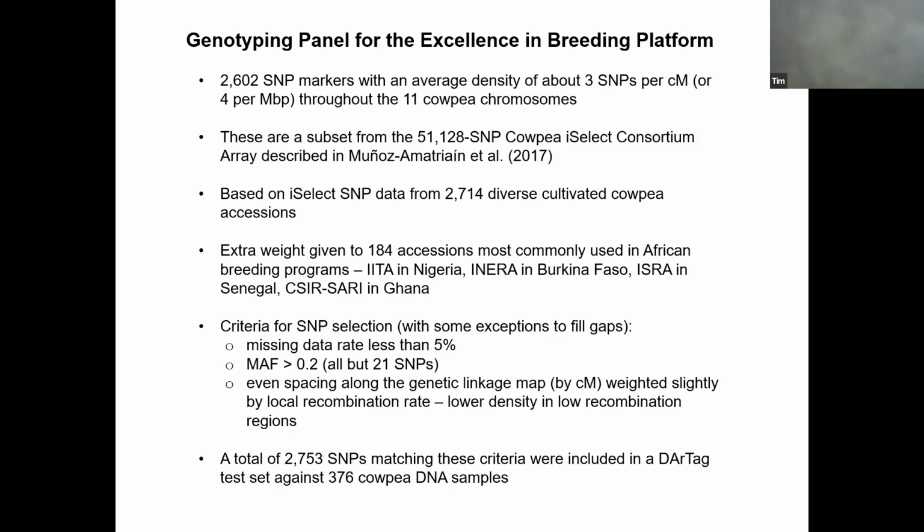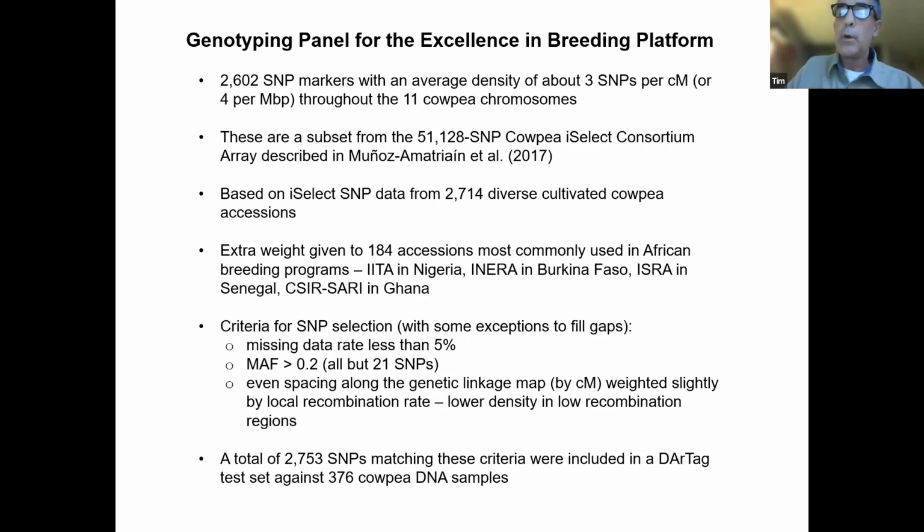So selection of the SNPs for the mid-density platform began with SNP data generated using the iSelect array from 2,714 diverse cultivated cowpea accessions. In the prioritization for the mid-density platform, extra weight was given to 184 accessions that are commonly used in the breeding programs in these same 4 West African breeding operations. Some additional filtering criteria also were applied to SNP selections, with a few exceptions just to fill gaps.